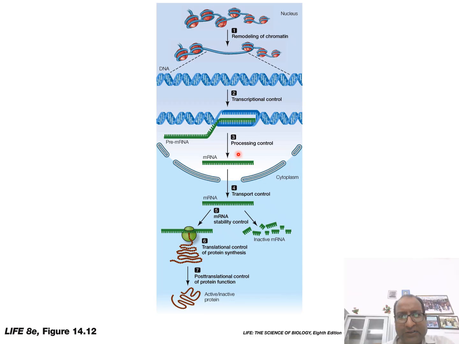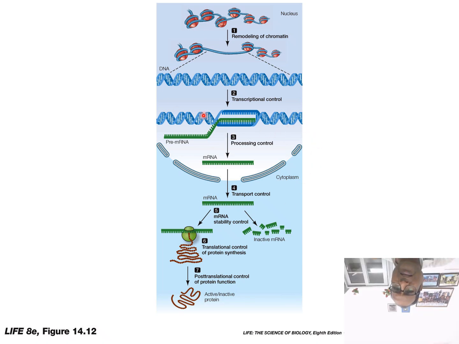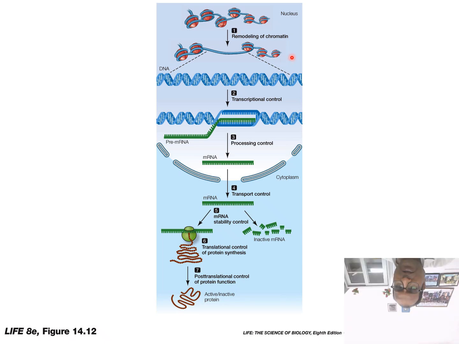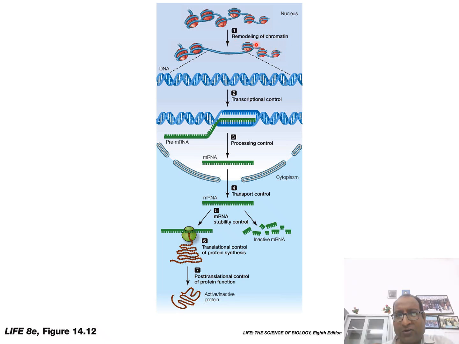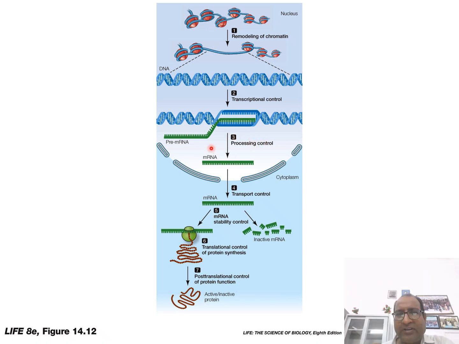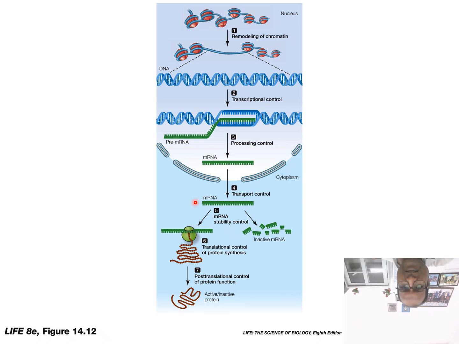And further, if you see, not only at the transcription level, there are other steps also, whether transcription will happen or not. So as you see here, there have been shown different steps. One, remodeling of the chromatin, also known as chromatin modification or chromatin remodeling, then transcriptional control, and then RNA processing control. And once these mRNAs are synthesized, then another is transport control. Once it is in the cytoplasm of the cell, the mRNA undergoes another control, known as stability control.